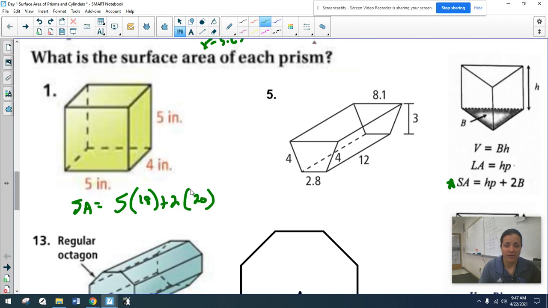Plus, it's only one formula that you have to memorize. So you got 5 times 18, and then plus 2 times 40, which is going to give you 130 inches squared.